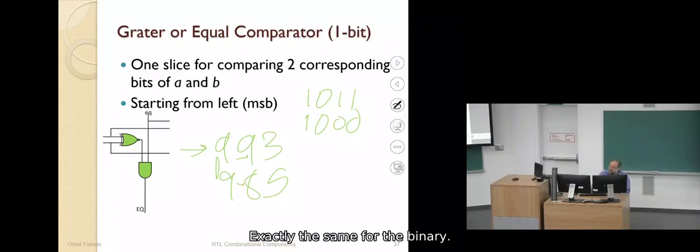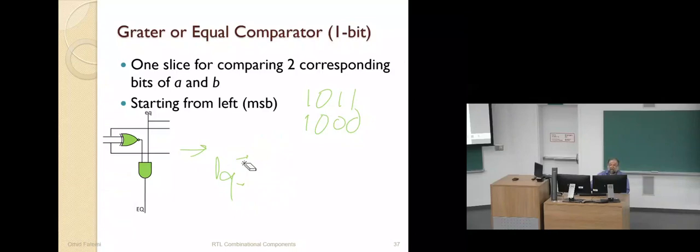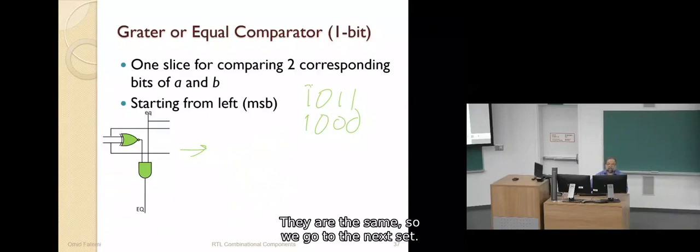Exactly the same for the binary. For the binary, we do the same thing. So we start from the left. We compare these two. They are the same. So we go to the next bit. They are the same. So we go to the next bit. And the next bit, this is one, the other one is zero. So it means that this number is greater than this number. And we don't look at the rest, whatever it is.